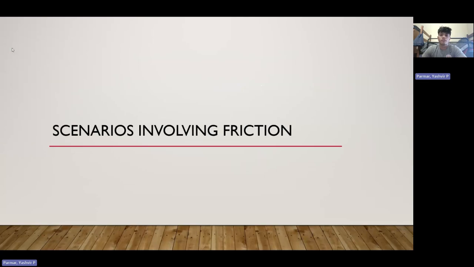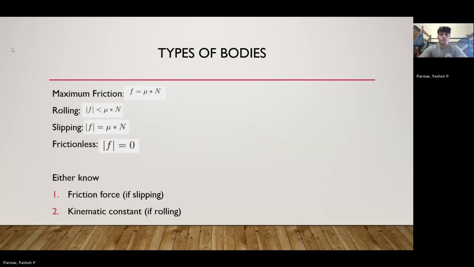Now for some scenarios involving friction. There are different types of bodies when dealing with friction. The first of all, like I mentioned earlier, being the maximum friction, which is the force equals the coefficient times the normal force. Then we have rolling friction, which states that the friction is always less than the coefficient of friction times normal force.